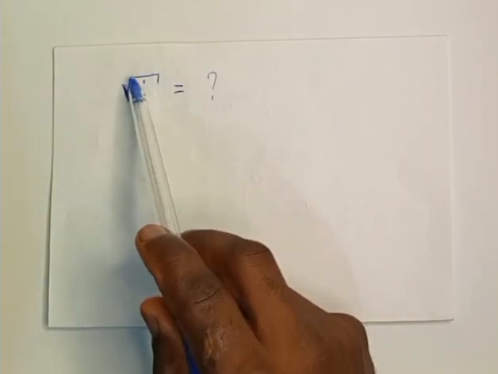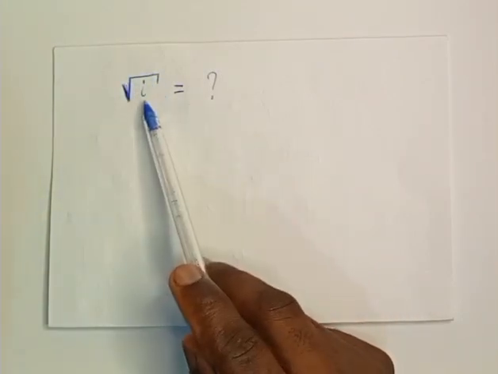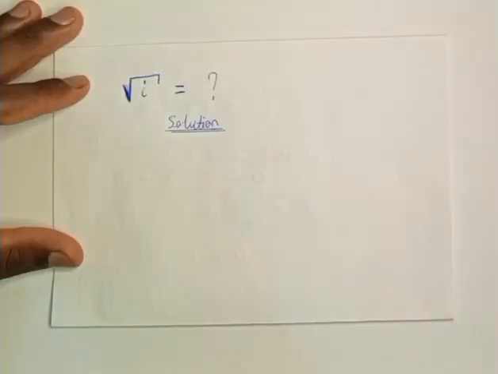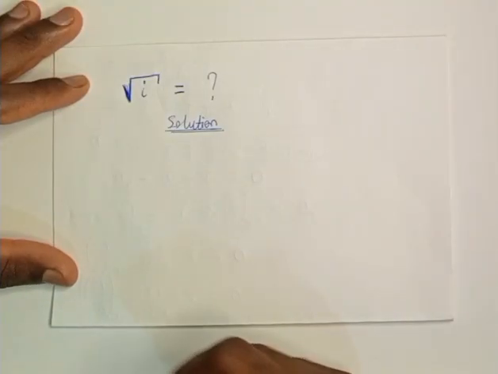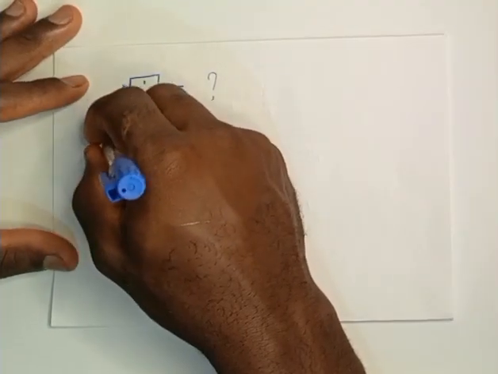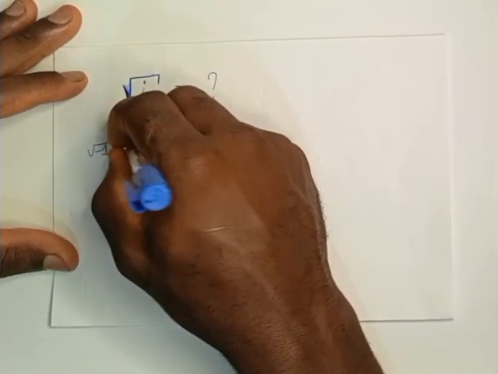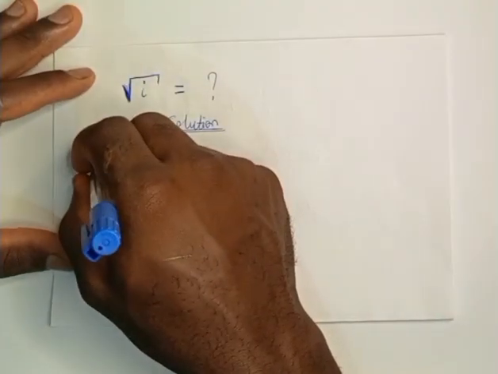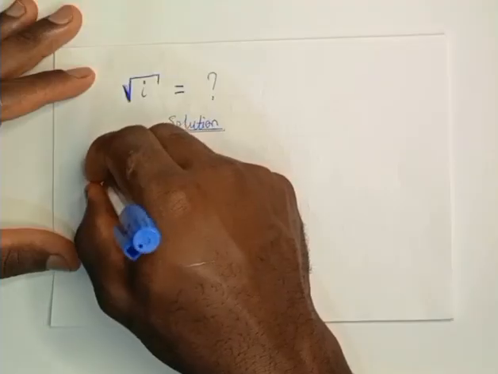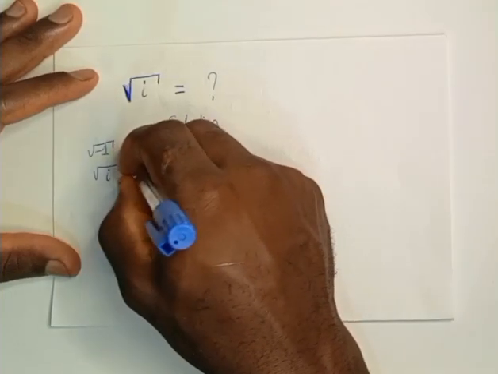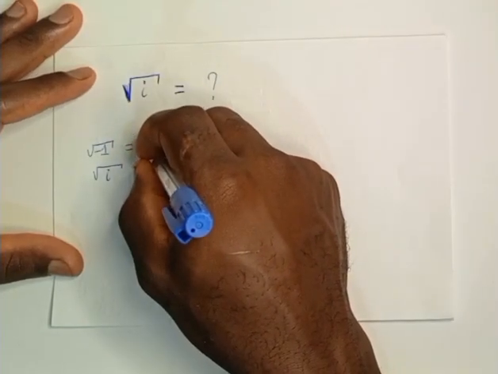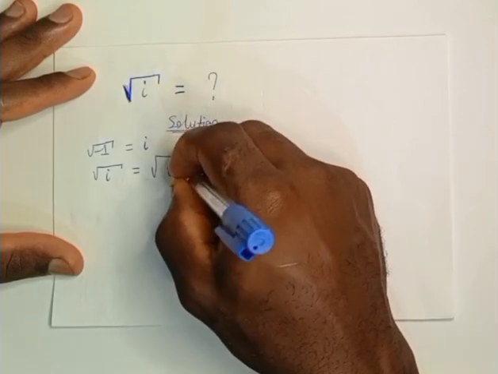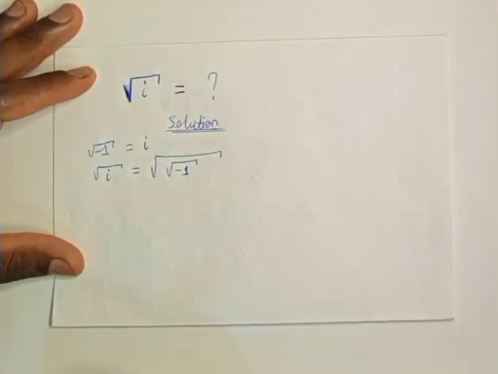We have to find the square root of i. Take solution. Recall that under complex numbers, the square root of -1 is equal to i. Finding the square root of i simply means we have to look for the square root of -1. This is what we are looking for.